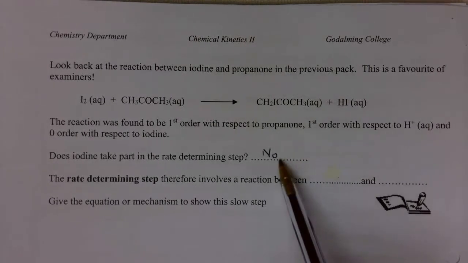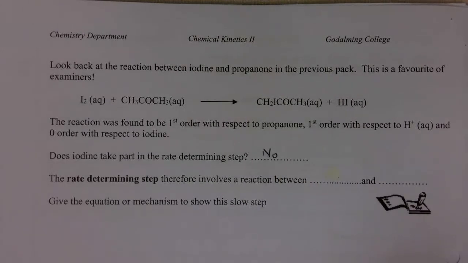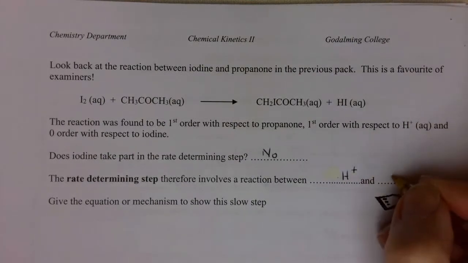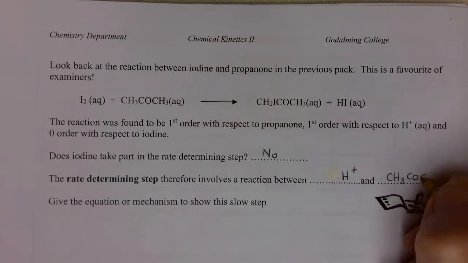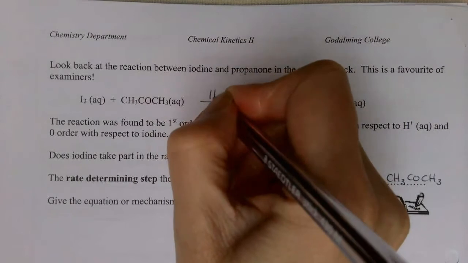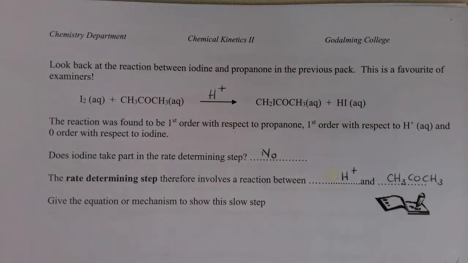So that tells me that iodine does not take part in the rate determining step. The rate determining step is between the hydrogen ions and the propanone, CH3COCH3. You'll notice that the hydrogen ions don't actually appear in the balanced stoichiometric equation. That's because the hydrogen ions, the acid, is a catalyst. But as you'd expect, given the fact that it's a catalyst, it does appear in the rate equation, because the idea of a catalyst is it speeds up the rate of a reaction by providing an alternative mechanism. So this is the mechanism that involves the hydrogen ions as well as the propanone and lastly the iodine.